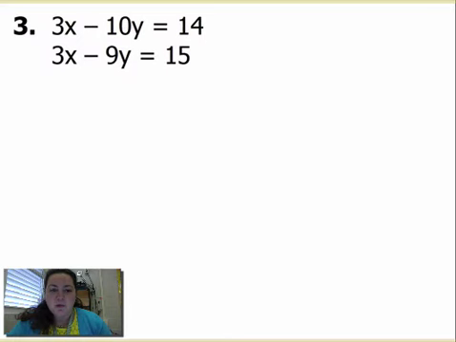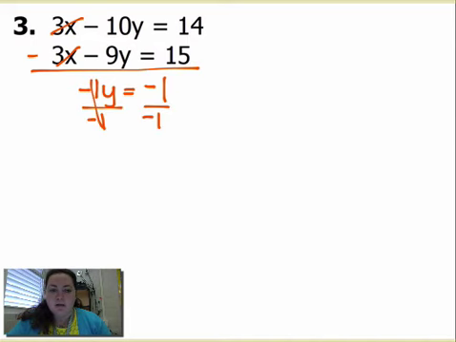All right, number 3. 3x minus 10y equals 14, and 3x minus 9y equals 15. They both have a 3x, so I'm going to subtract the 3x on the second equation. My x terms are gone. So I have negative 10y minus negative, so that turns into plus 9y. That gives me negative 1y equals 14 minus 15 gives me negative 1. Divide by negative 1. I get y equals 1.